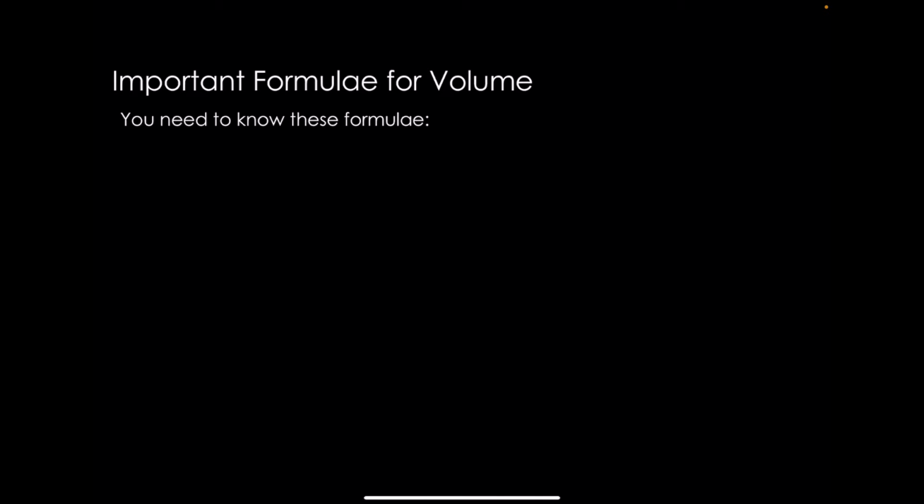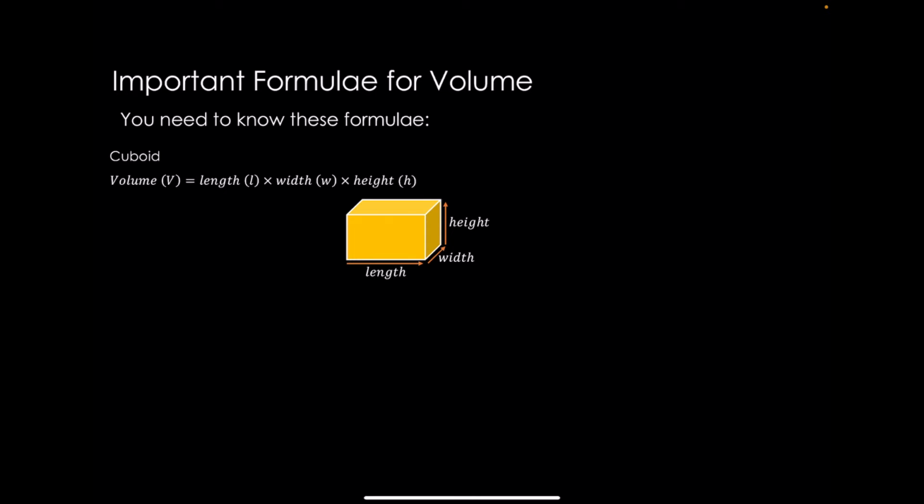So, important formula that you need to know then for volume. A cuboid, such as one like this, means that you need to work out the volume by doing the length times the width times the height. So to work out the volume: length, width, and height. So we just do this value multiplied by this value multiplied by this value.